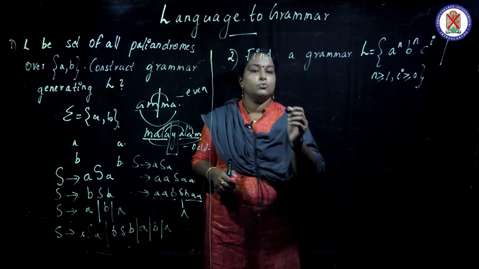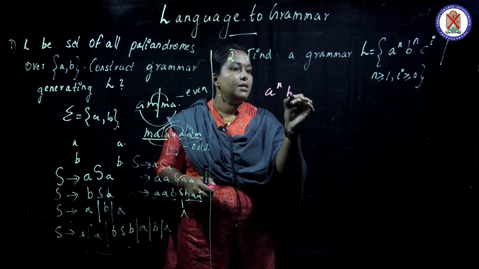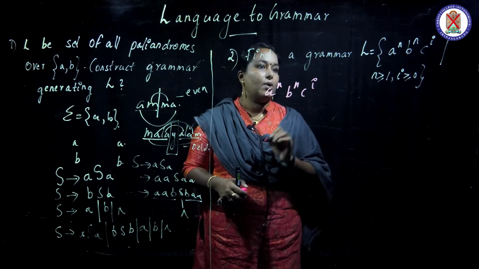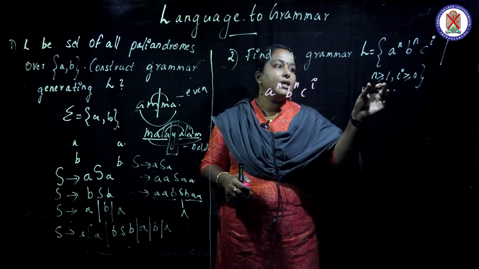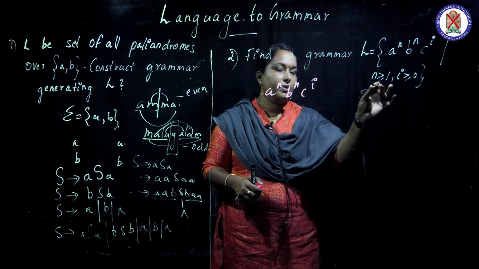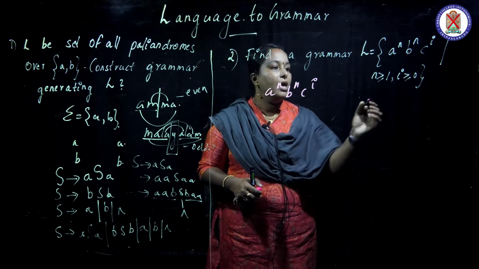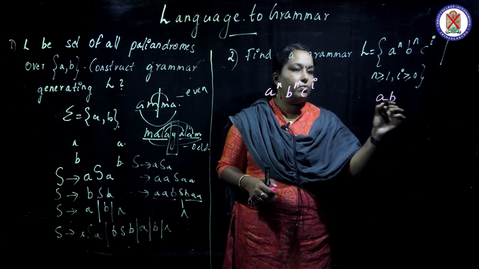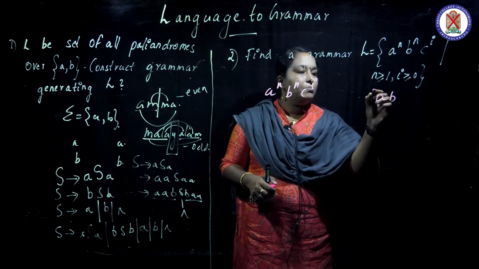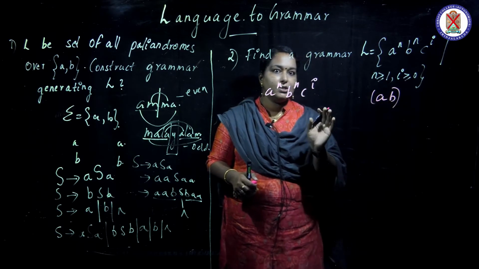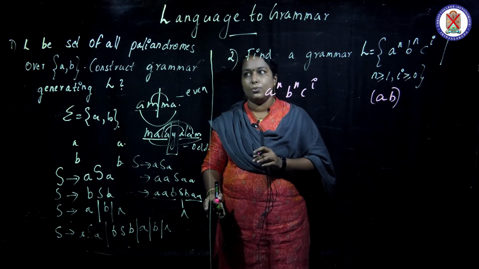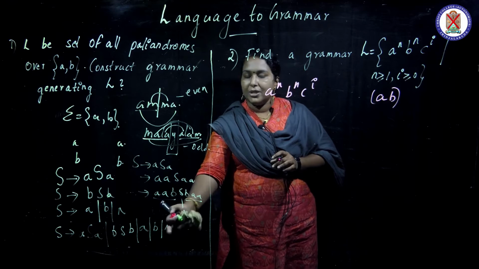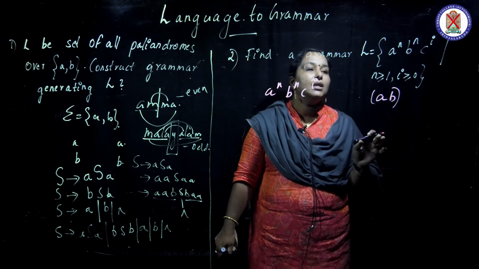So next one, find a grammar. L is equal to what? A raised to n, B raised to n, C raised to i. But the problem here is that n must be greater than or equal to 1, which means n must occur at least once. What is n? A, B. A, B must occur at least 1 time, so it cannot be null here.